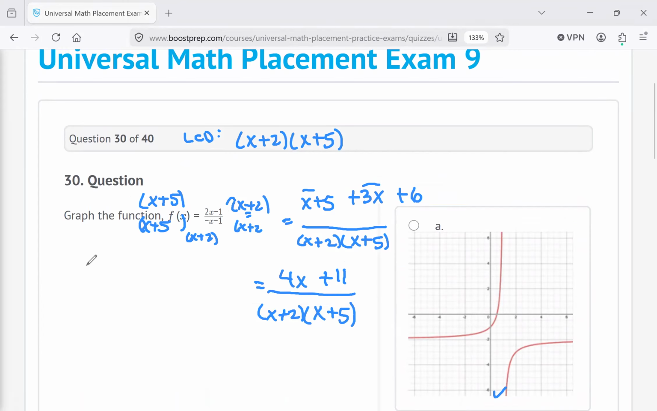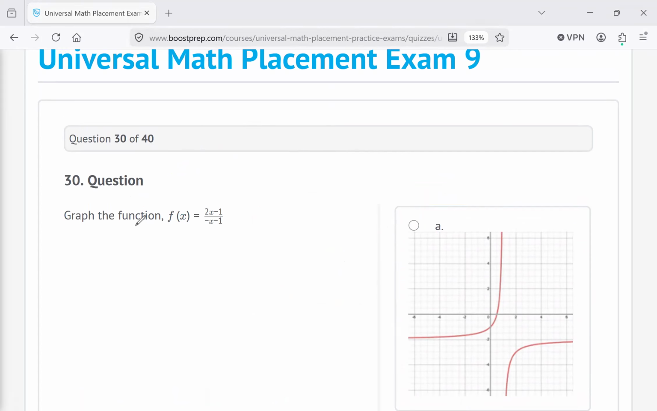Number 30, graph the function. This is a rational function. What do we need to graph a rational function? You need to find the vertical and horizontal asymptotes and some additional points. First, we check for holes by factoring, and if something cancels, that means you have a hole. So 2x minus 1 cannot be factored, and negative x minus 1 cannot be factored, so we know there are no holes.